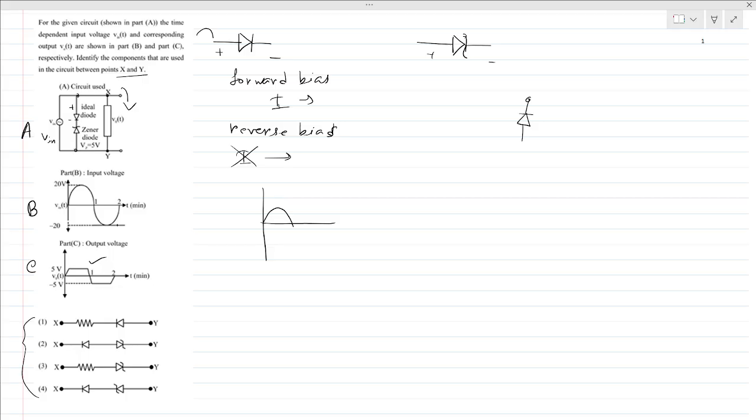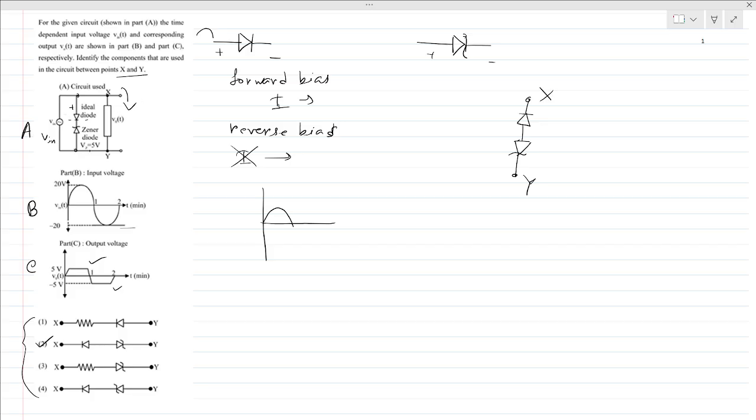Next, for the negative half cycle, the ideal diode is reverse biased. In this case, there will be no current flow through these terminals, but there is a current flow that we see as minus 5 volt. That means there should be a Zener diode connected like this, so that you get the current. So between the X and Y terminals, we have option number 2. Then we can summarize the answer again.